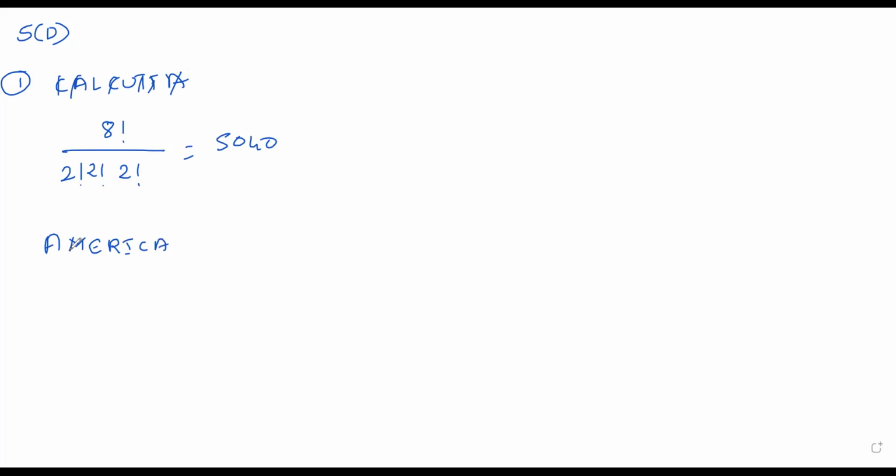America. Seven factorial upon 2 factorial. So it is 5040 divided by 2, that is 2520. We want ratio of arrangement of Calcutta as to America. So 5040 as to 2520, that is 2 as to 1.